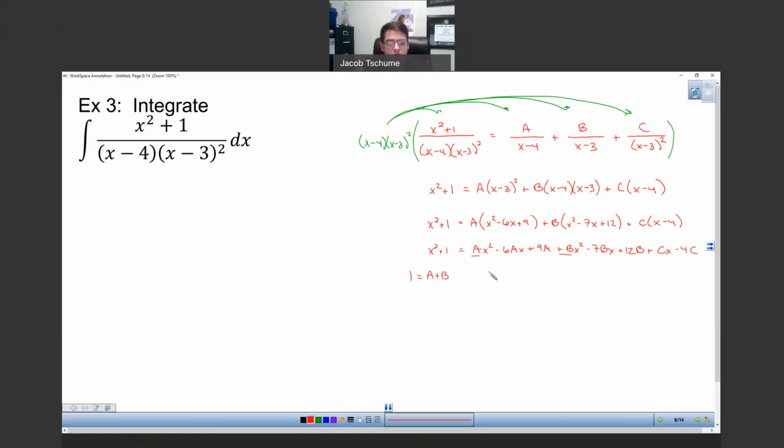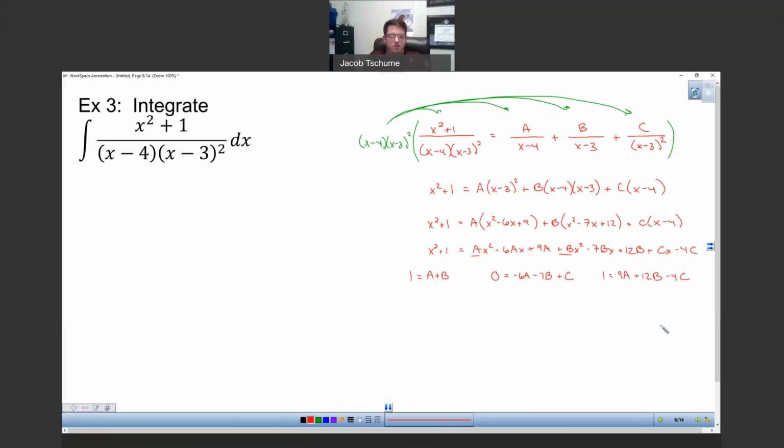A plus B will have to equal 1 to make this a true statement. There are no x terms on the left, so I have to call that 0. And then if you pick off all the x coefficients on the right, there's a negative 6A, then I see a minus 7B, and then a plus C, which all have to combine to be 0. And finally, on the left, the solo constant is 1. And then if you pick off all the coefficients that don't have x's involved on the right, that would be 9A plus 12B minus 4C.